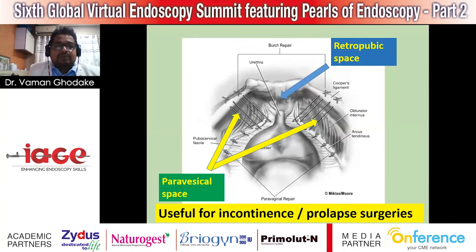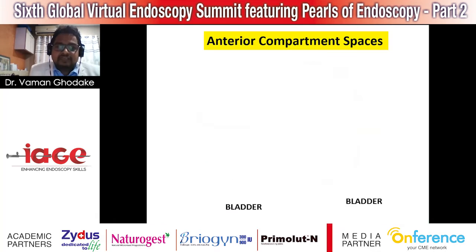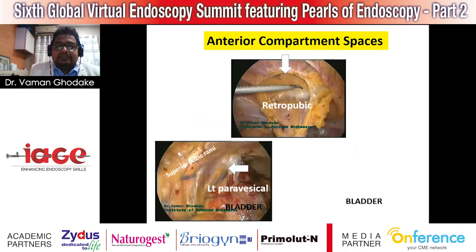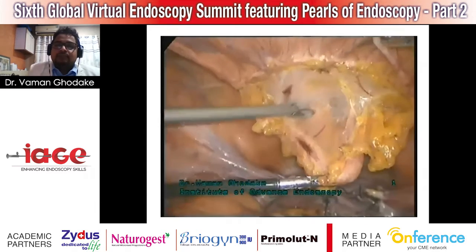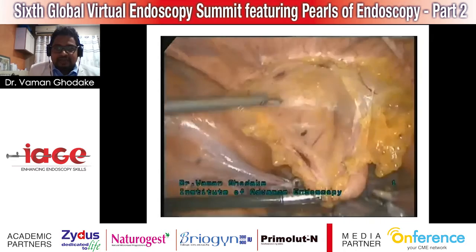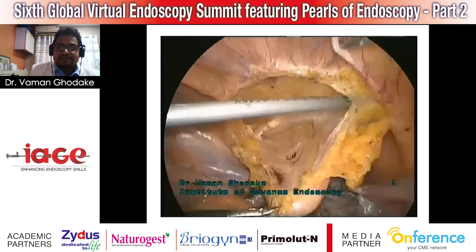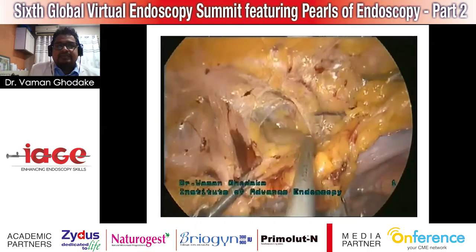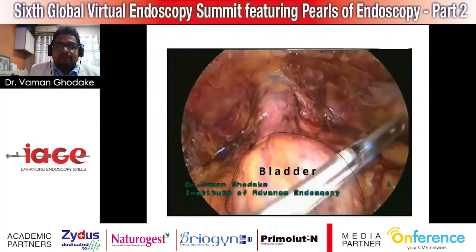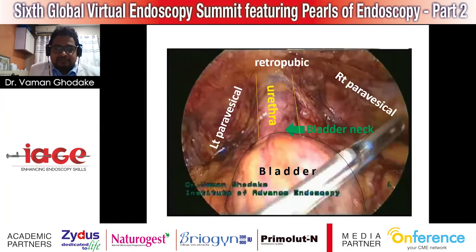Now, the retropubic space and the paravesical space are useful for incontinence and prolapse surgery, as we have seen. The anterior compartment has the retropubic and paravesical spaces. If you open the peritoneum just above the bladder fundus, you will have the retropubic space, and when you extend it laterally, you will have the paravesical spaces. Like this, here we can have the bladder, the urethra up to its urethral opening, then the bladder neck, and the retropubic space and the paravesical spaces.